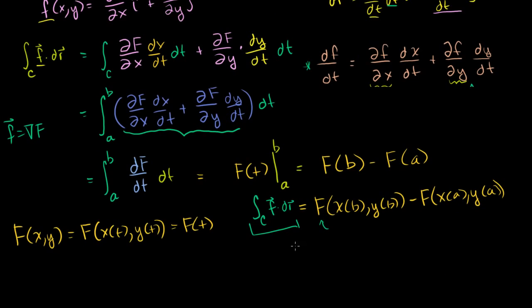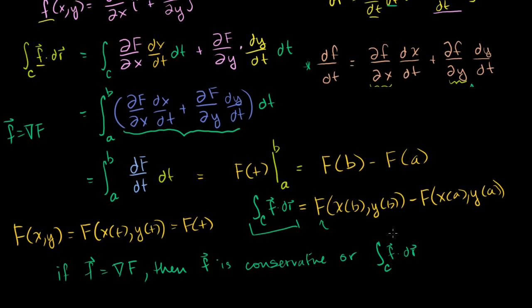So this shows that if F is equal to the gradient, this is often called a potential function of capital F, although they're usually the negative of each other, but it's the same idea. If the vector field F is the gradient of some scalar field uppercase F, then we can say that F is conservative, or that the line integral of F.dr is path independent. It doesn't matter what path we go on as long as our starting and ending points are the same.